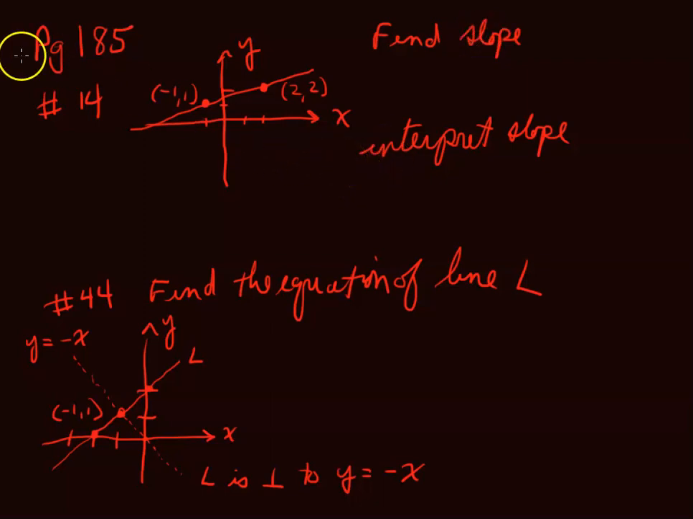So, first of all, how are we going to find the slope for this? Well, to find the slope, we're going to take the 2 points, right? 2 minus 1, the change in y, over 2 minus a negative 1, the change in x. So this is 1 over 3. So the slope is 1/3.